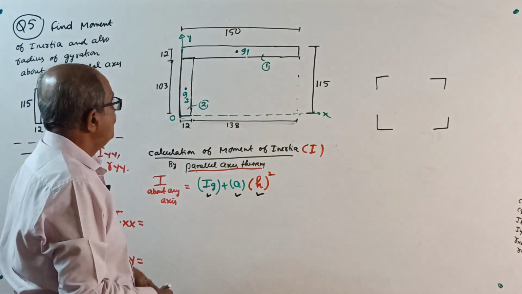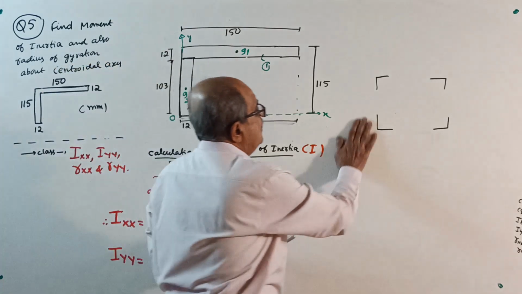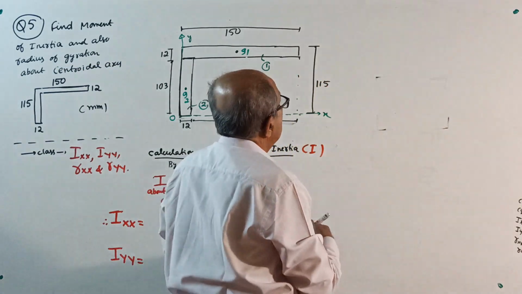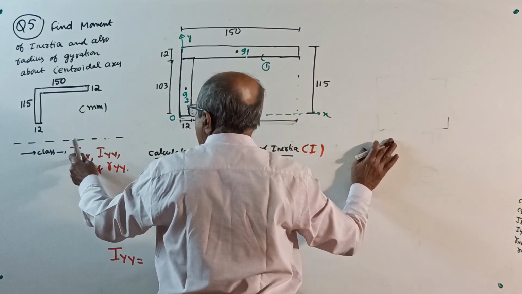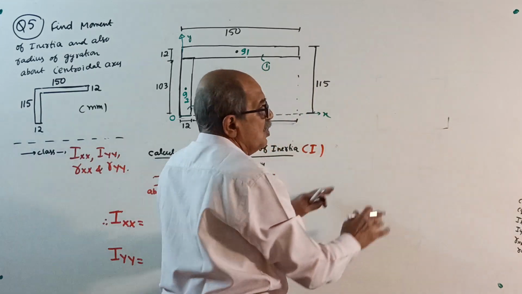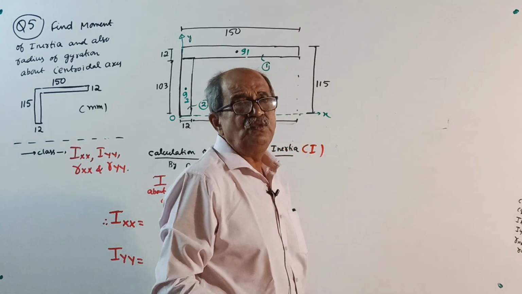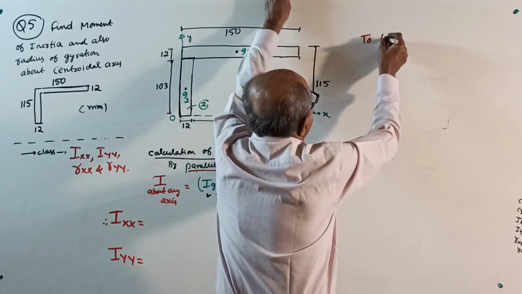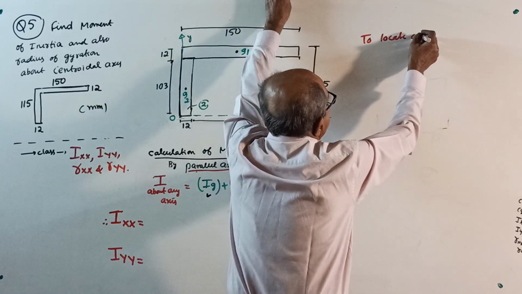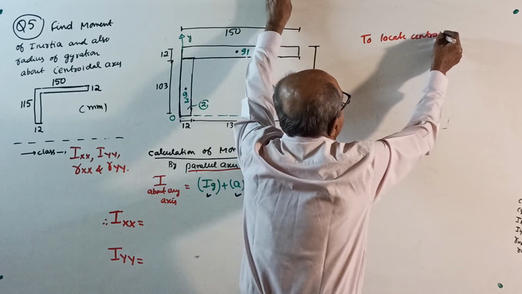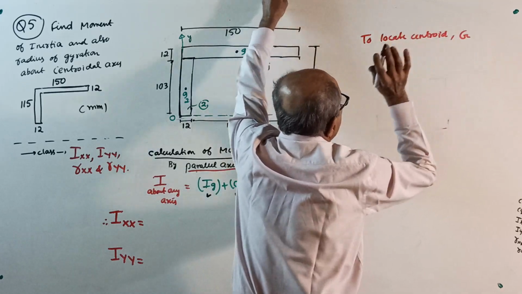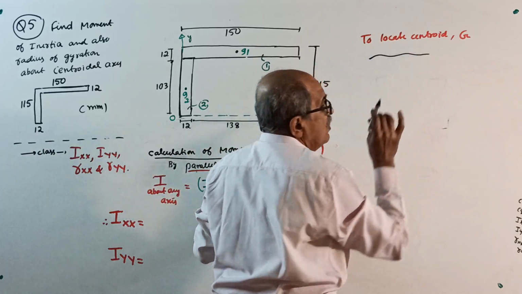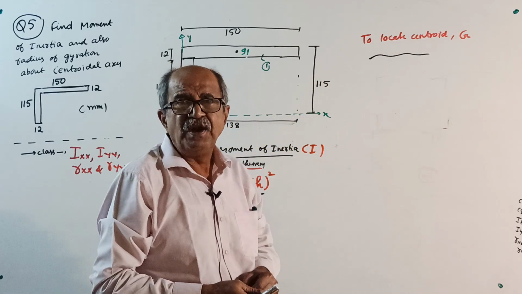Okay. Now, first write. Again I told you, you should write. If you want I about XX and I about YY, you should locate XX and YY. For that, you require to locate the centroid. To locate centroid G for the entire cross section, now the statements you have to write. I will not write them, this has been done thousands of times earlier.